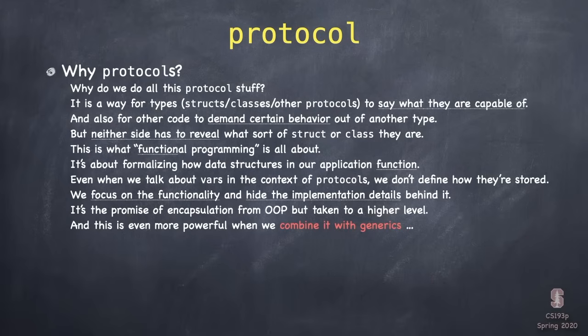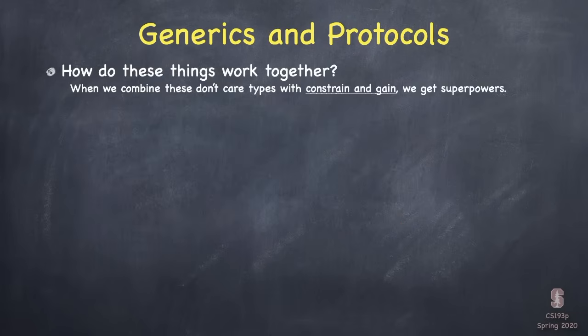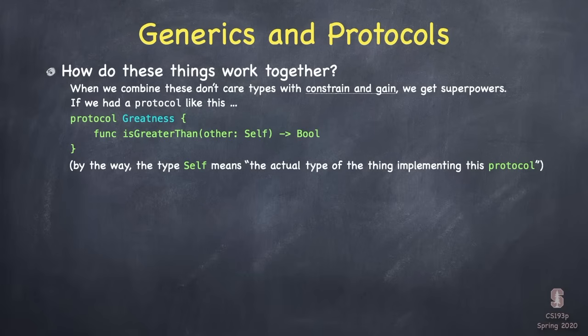And all of this gets even more powerful when we combine it with generics. Protocols plus generics equals, as I say here, superpowers. So let's look at how generics, remember that's the don't care stuff that we talked about last time, combines with protocols to make superpowers. Here we go. Let's do this by example.